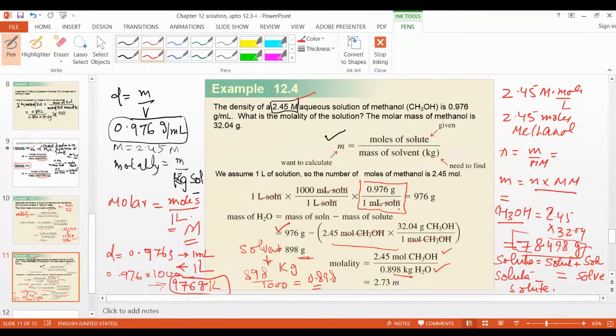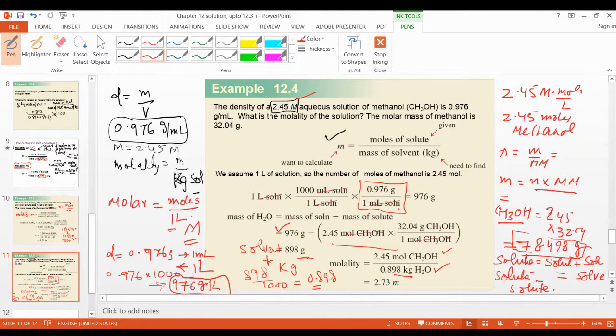You should know that density is per milliliter, but you change it to per liter because molarity is per liter. Once you get the density in liters, that is the solution mass. Out of this total mass of the solution, you subtract the mass of the solute. The mass of the solute you will get from the molarity, which is given as 2.45. That is moles of the solute divided by liters of the solution. Moles of the solute, multiplied by the molar mass of the solute, gives you the mass of the solute.